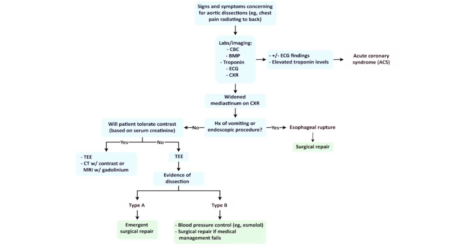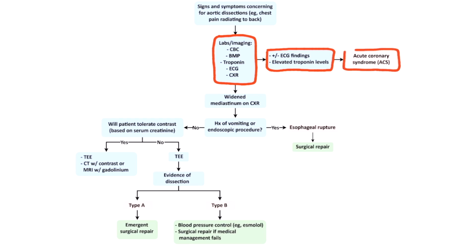The initial workup for chest pain concerning for aortic dissection includes CBC, BMP, troponin, ECG, and chest x-ray. If there are ECG findings suggestive of ischemia, such as ST segment elevation or hyperacute T waves with elevation in troponin, we should consider acute coronary syndromes. A widened mediastinum on chest X-ray further suggests aortic dissection. However, if there is a history of frequent emesis or endoscopic procedures, we should consider esophageal rupture.